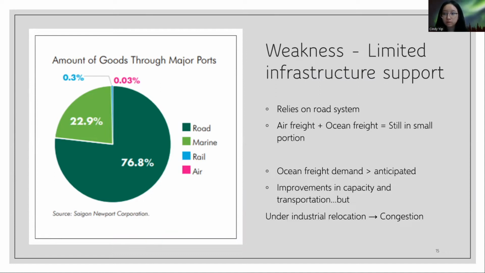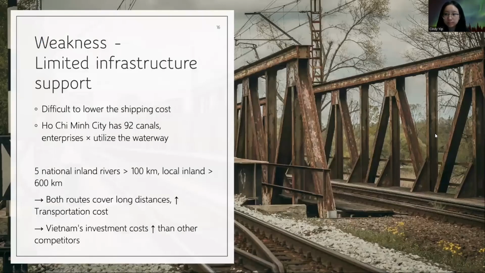Furthermore, more goods flow through the ports than anticipated, and despite the improvements in cargo processing capacity and transportation, under the pressure from relocating industrial operations, congestion still poses a significant obstacle to Vietnam's infrastructure. On the corporate side, it will be difficult to lower shipping costs. Even though Ho Chi Minh City has 92 canals, many enterprises cannot utilize the waterway to ship their commodities.